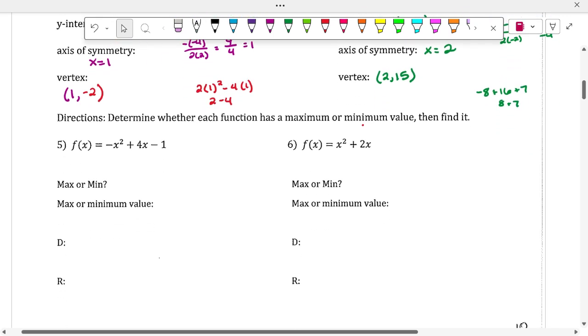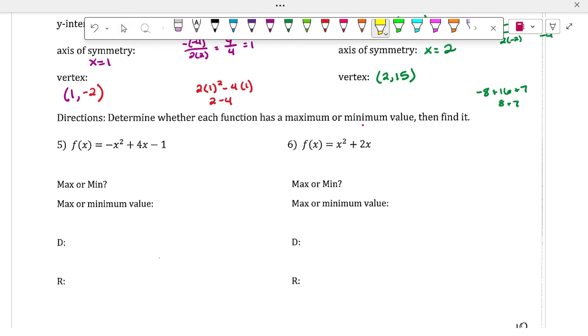All right, max and min. So how can I tell max and min without graphing it? Or if it has a maximum or minimum? If the A value is positive or negative. If it's positive, which one do you have? No, you have a min. If you have a negative, it's a max. So this first one would be a max because the A value is negative.